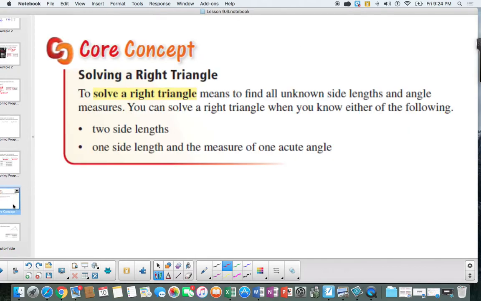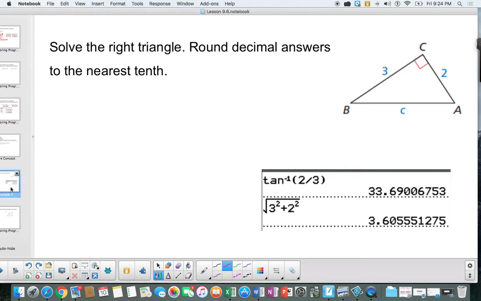Okay, to solve a right triangle means to find all the unknown side lengths and angles. So to solve a right triangle, you either find two side lengths, or one side length and the measure of an acute angle. Okay, so here's an example. I want to solve the right triangle.